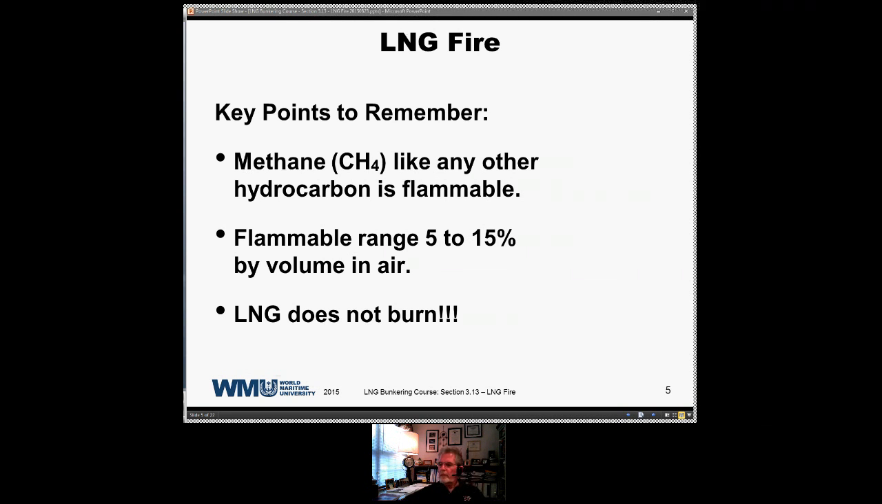The flammable range, once again, we stress this, and please remember this, is 5 to 15% methane by volume in air. Consequently, LNG does not burn. It's too rich. So the LNG itself does not burn. It has to vaporize. You have this phenomenon called boil off. The surface area above the LNG is warmer than the LNG, so the liquid is going to boil, and this is the area where you can get your flammable vapors should it be introduced into air. But the LNG itself does not burn.